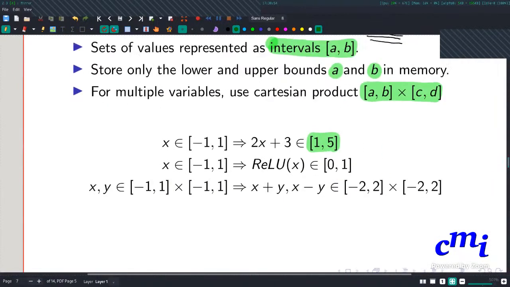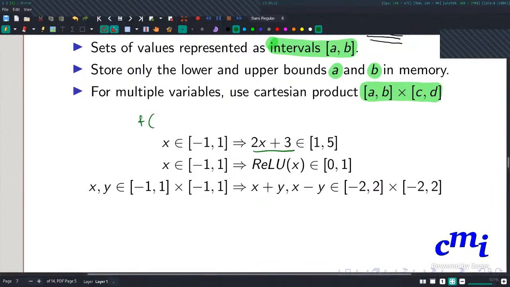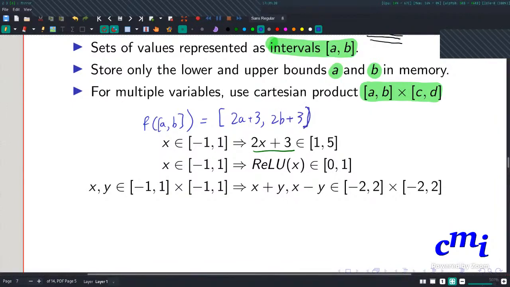Okay, so with ReLU, like you said, you can apply the linear equation that I have here to the endpoints -1 and 1 and get this. So we can maybe even generalize this to an actual abstract transformer for this 2x plus 3 operation, which we can write out like this. We can say that f of the interval between a comma b is the interval 2a plus 3 comma 2b plus 3. This is what you're saying, right, Rohan? I think it was Rohan that answered, right?